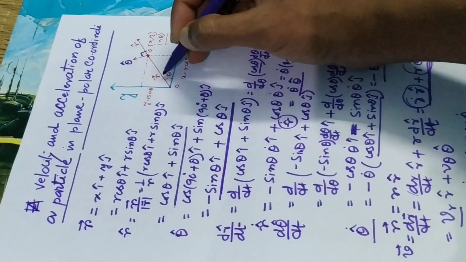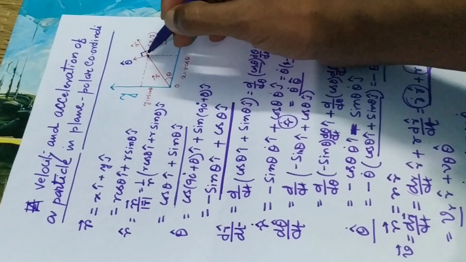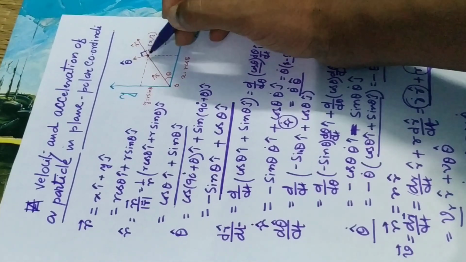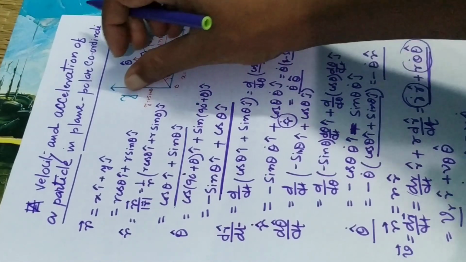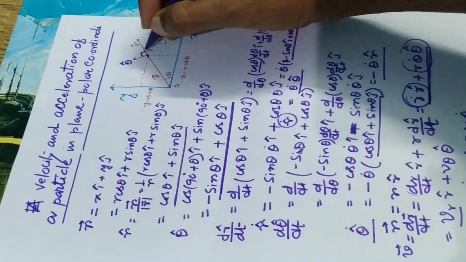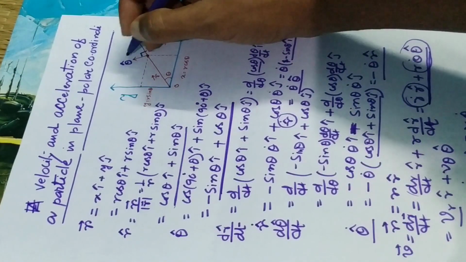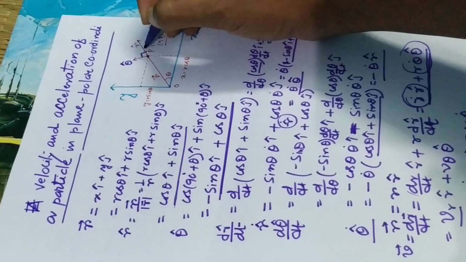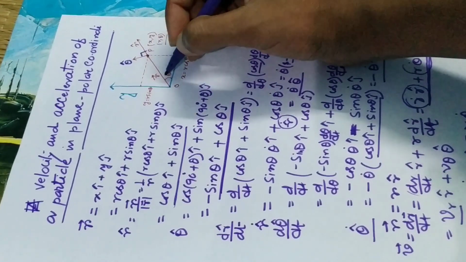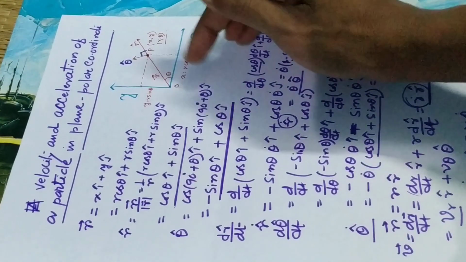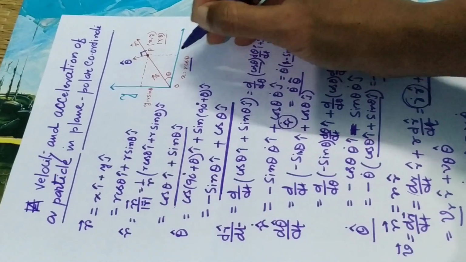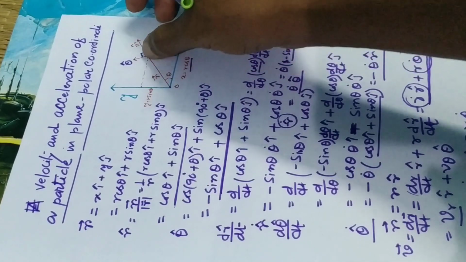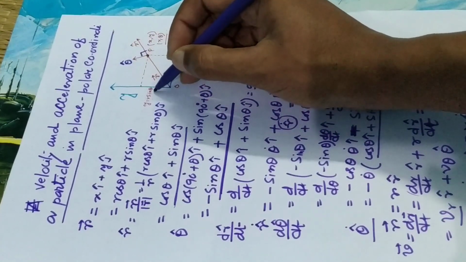So there are two unit vectors. One is in the direction in which r is increasing, and another one is in the direction in which theta is increasing, and it is perpendicular to r. The angle between theta cap and r cap is 90 degrees. Now the component of r in the direction of the x-axis is r cos theta, since the angle is theta, and the component of r in the y direction is r sin theta.